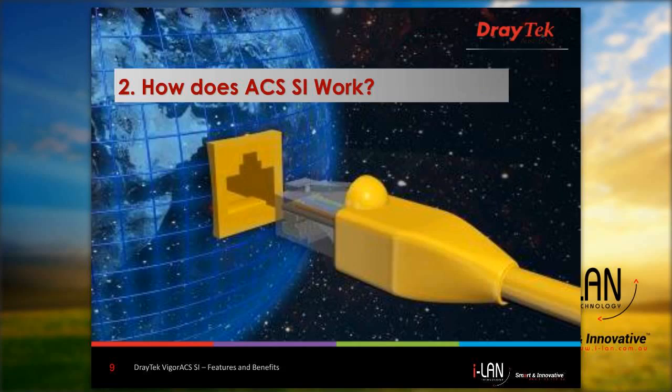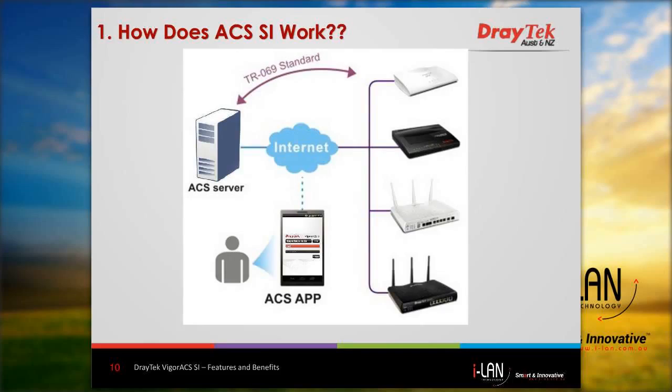Okay, now just quickly describe how ACS SI works. ACS SI utilizes the TR069 standard for communication between the ACS SI server and the CPE devices. You can see it's shown in this diagram. As you can see here, there are any number of Draytek devices on the internet that can be managed by the ACS server. There's also an Android ACS app available for remote access to the ACS server, and we'll talk more about this later. In the diagram, you see you need the ACS server and you've got the devices on the internet.